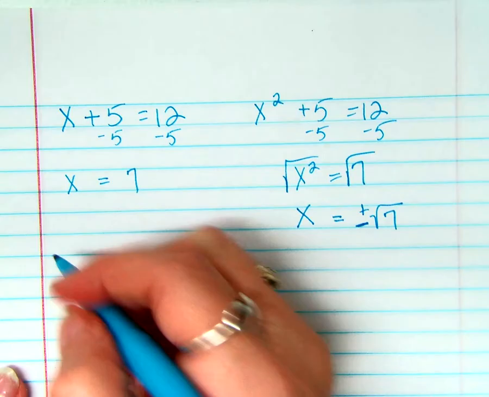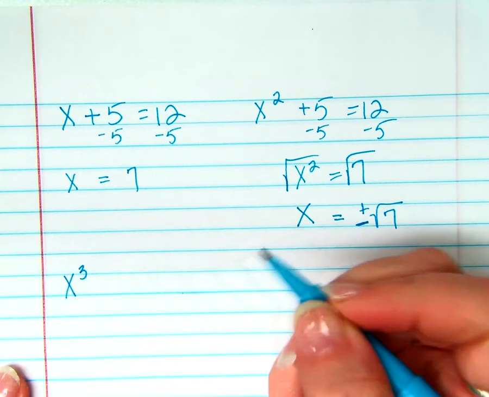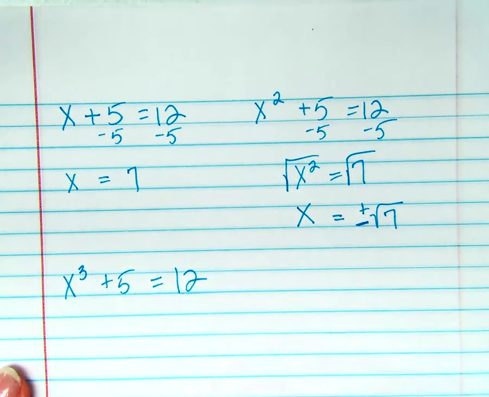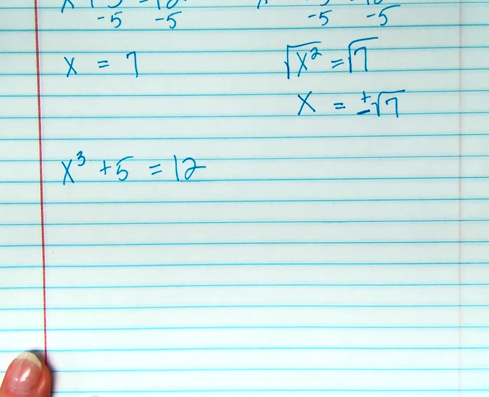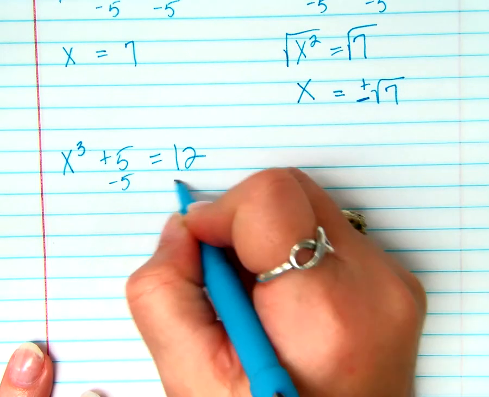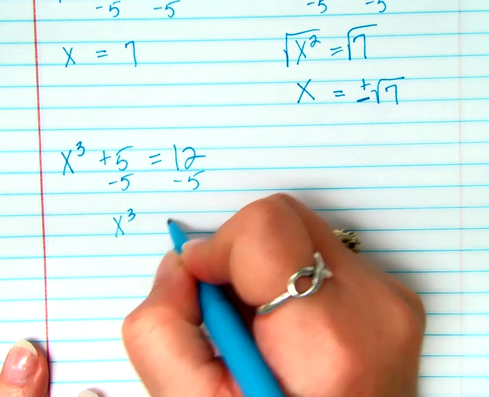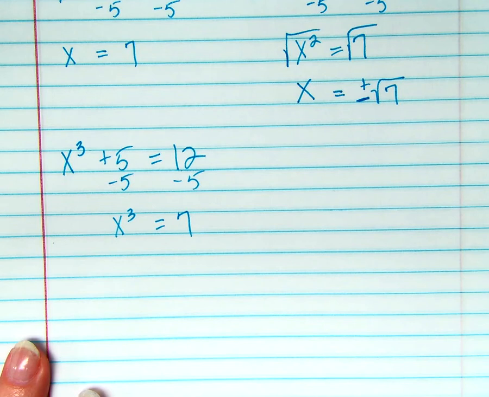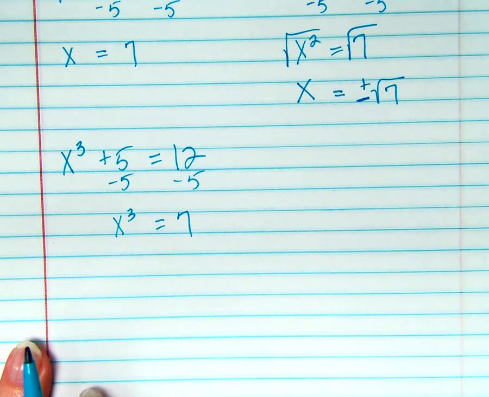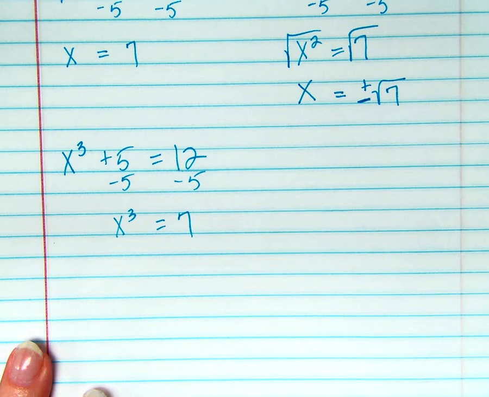So could you do it if we were here? X cubed plus 5 equals 12. Could you do that problem? Okay, so if we subtract 5 from both sides, I would get x cubed equals 7. How do you think we would undo a cubed? With a cube root. We would take a cube root.